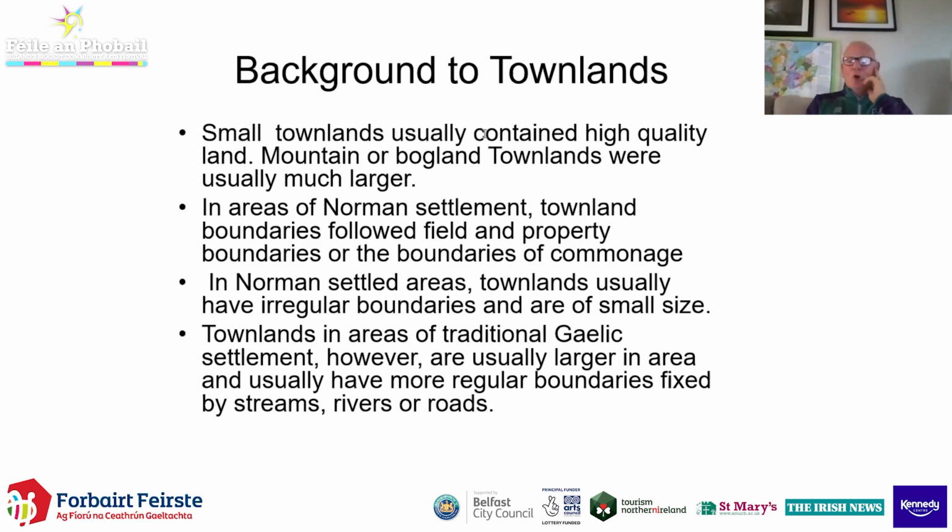In areas of Norman settlement, townland boundaries will follow field and property boundaries or the boundaries of commonage. And in Norman settled areas, townlands usually had irregular borders and were of smaller size. So one of the most famous that we can pin down is Knock na gcónaí in East Belfast. And Knock na gcónaí means the hill of the rabbits. And we know that that's Norman because it's the Normans who bring rabbits to Ireland.